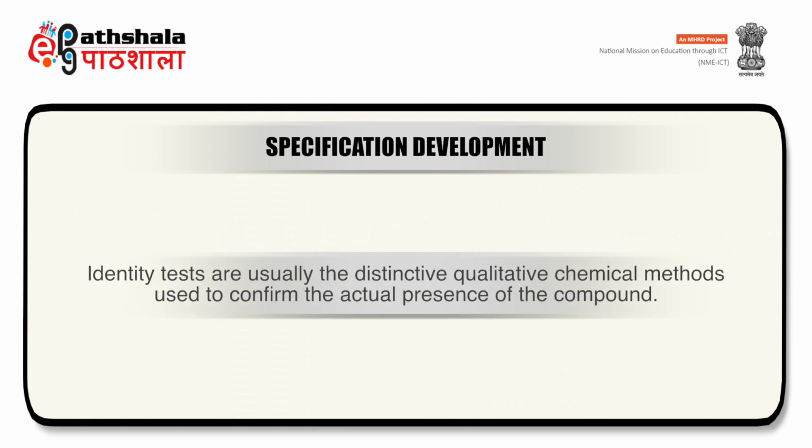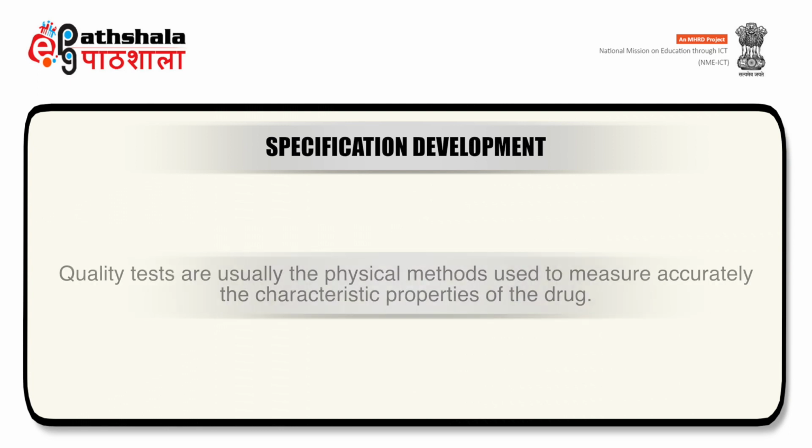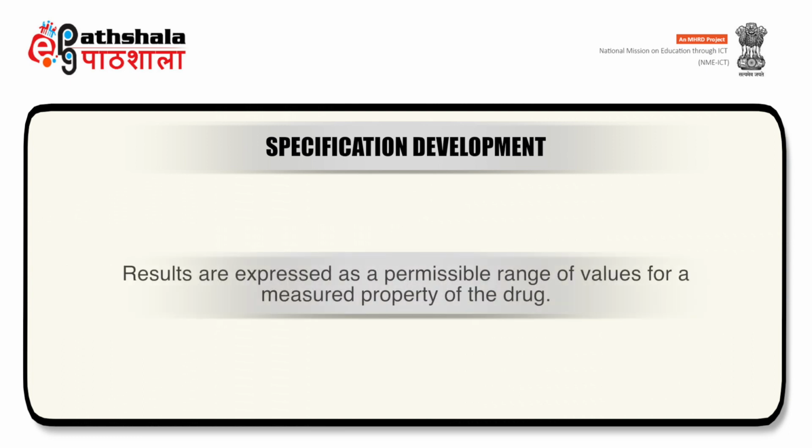Identity tests are usually the distinctive qualitative chemical methods used to confirm the actual presence of the compound. For some drugs, microbiological and pharmacological tests also may be employed. Quality tests are usually the physical methods used to measure accurately the characteristic properties of the drug. Results are expressed as a permissible range of values for a measured property of the drug.